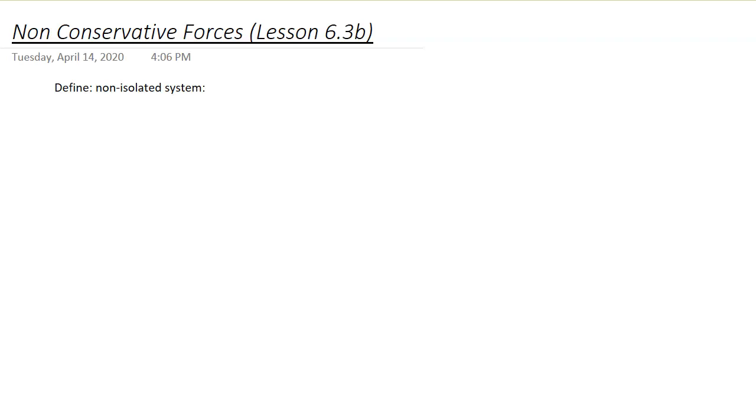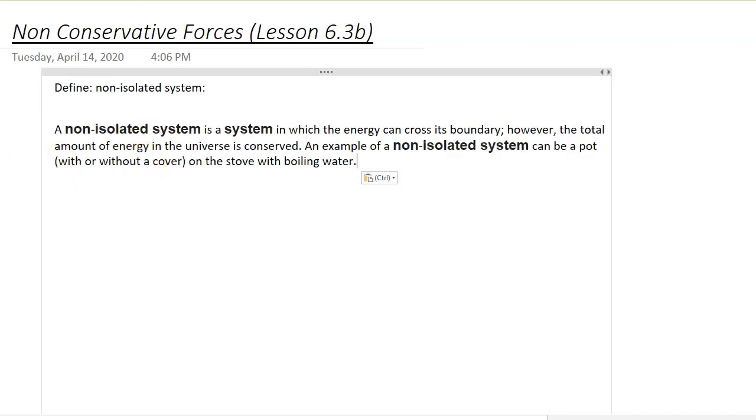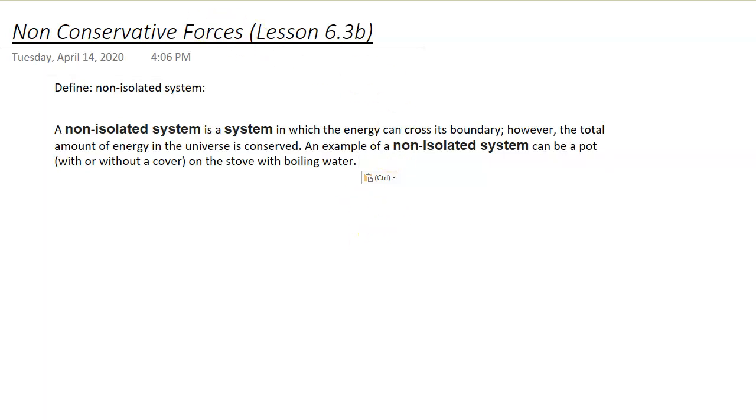Hello everyone, very quick lesson on lesson 6.3b on non-conservative forces. Essentially what this is saying is that sometimes energy appears not to be conserved, and usually this is in a non-isolated system. So first thing we're going to do is define a non-isolated system, which is a system in which energy can cross its boundary.